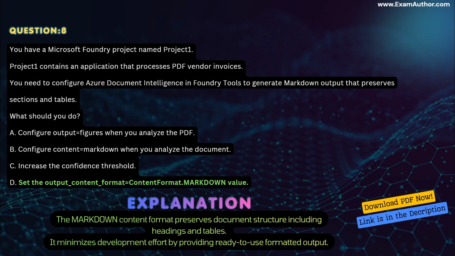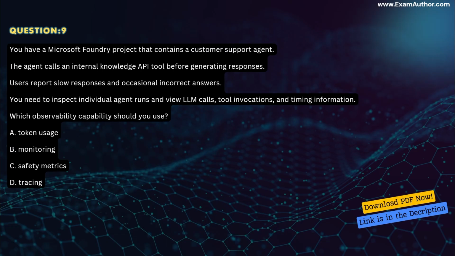Question 9. You have a Microsoft Foundry project that contains a customer support agent. The agent calls an internal knowledge API tool before generating responses. Users report slow responses and occasional incorrect answers. You need to inspect individual agent runs and view LLM calls, tool invocations, and timing information. Which observability capability should you use? A. Token usage. B. Monitoring. C. Safety metrics. D. Tracing.